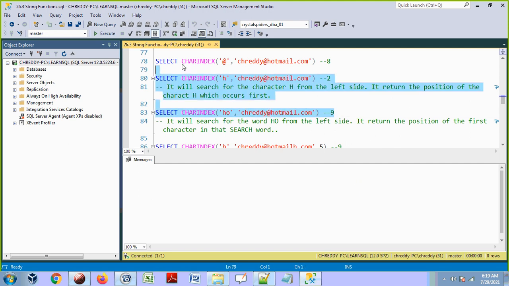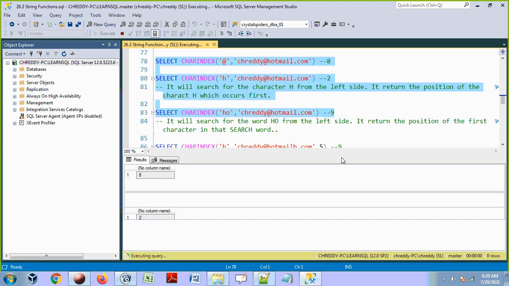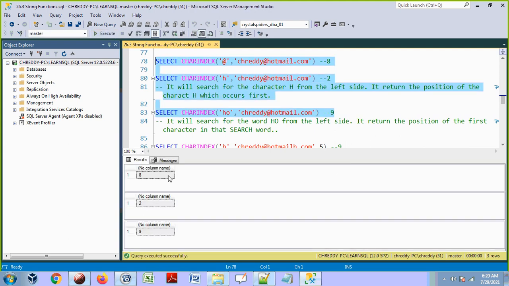Let's execute these things, guys, and then let's see that now it will show those same numbers, 8, 2 and 9. With position, the first select statement is giving 8. The second select statement is giving the result 2. The third select statement is giving the result 9.